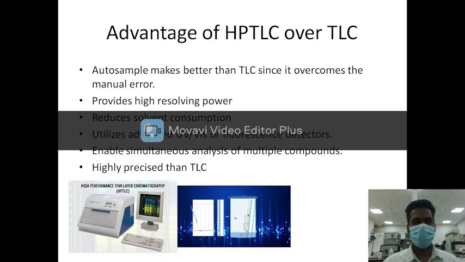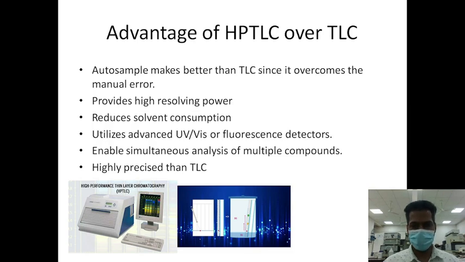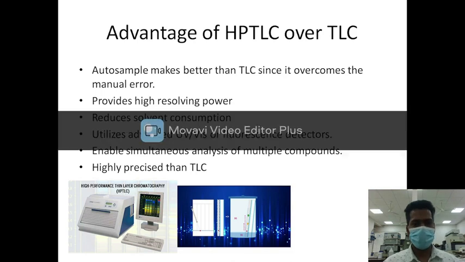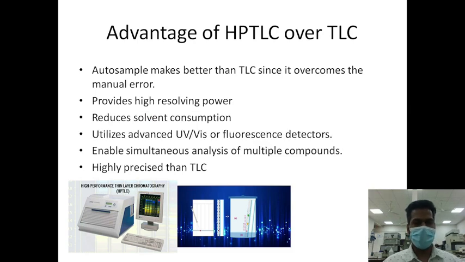Here we will talk about various advantages of HPTLC over TLC. The auto sampler of HPTLC makes it better than TLC since it overcomes manual error and it provides high resolving power, reduces solvent consumption, utilizes advanced UV visible and fluorescence detectors, and it enables simultaneous analysis of multiple compounds, and it is highly precise compared to TLC.